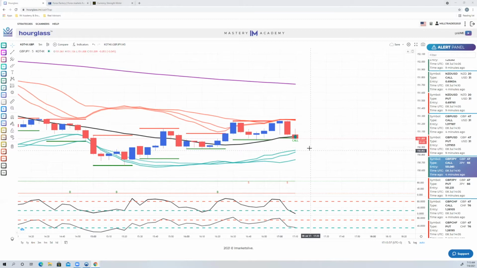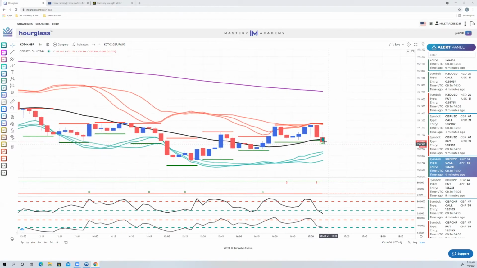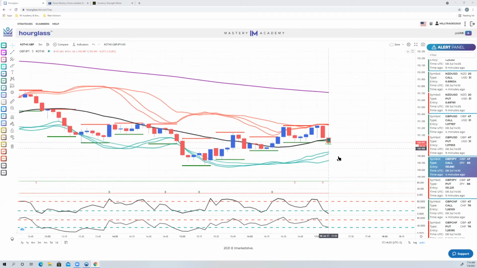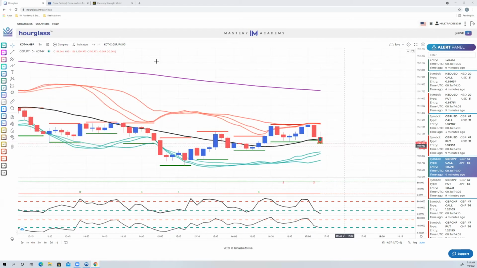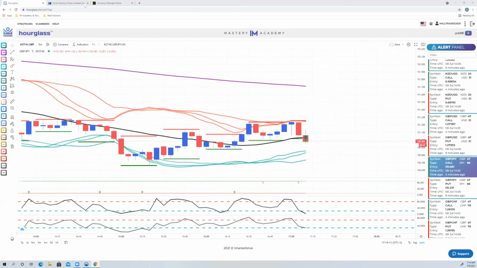Looks like it's breaking it now. Yeah, it just broke it. So this is not a buy anymore. This is good. This is not a buy anymore, you guys. This is just a sell. All right, so let's see. I'm gonna look for another one.